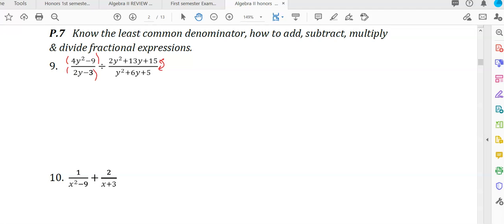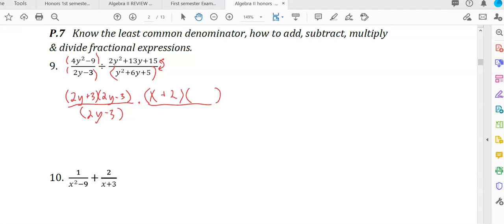So that first fraction, the numerator is going to be 2y plus 3 and 2y minus 3. Denominator is 2y minus 3. I'm going to change this to a times. So now we're multiplying. If I factor the denominator, that's going to go up in the numerator because we're dividing by that fraction. So that's going to be x plus 2 and x plus 3.